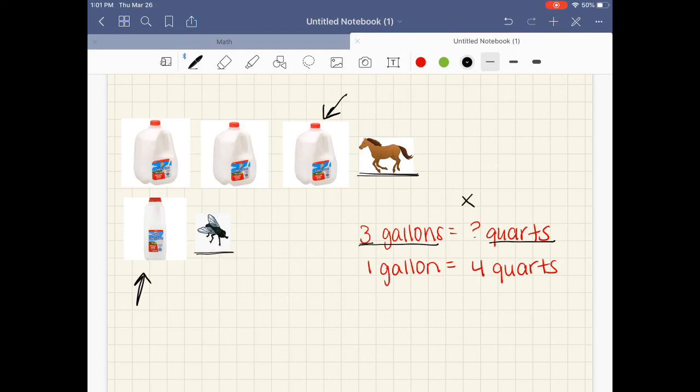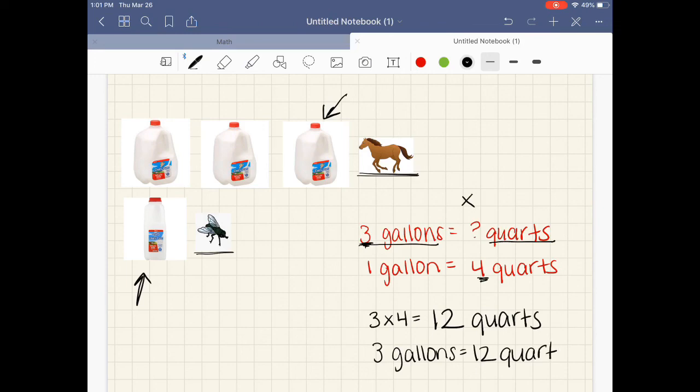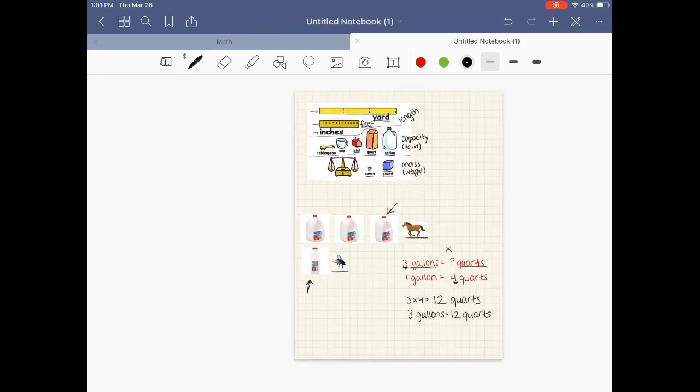The math I'm going to do then is 3 times 4 to get how many quarts are in 3 gallons. 3 times 4 is equal to 12. In 3 gallons, there are 12 quarts. Horse to fly, I multiply. So 3 gallons is equal to 12 quarts. We're going to continue to use this method throughout our conversions.